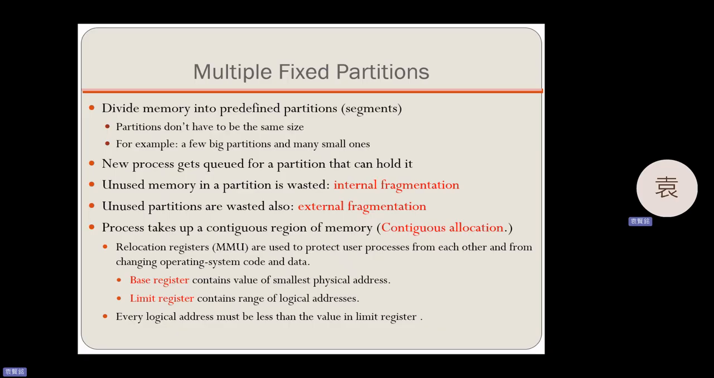A process takes up a contiguous region of memory. So both fixed partition and single partition schemes are contiguous allocations. A program needs to occupy a contiguous region of memory. For the relocation register mechanism of the MMU, two registers are enough. They are used to protect each process from each other and from changing the operating system's code and data. The base register contains the value of the smallest physical address. The limit register contains the range of the logical address.